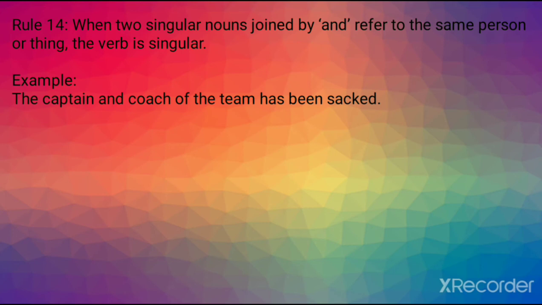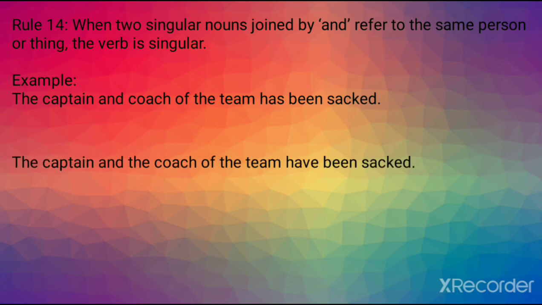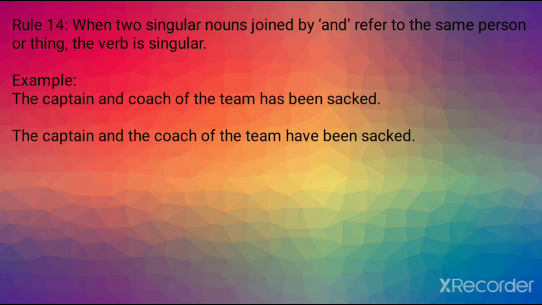That is the subject captain. So, the captain and coach is a single person. The same person is captain and even the coach. Understood? So the captain and coach of the team has been sacked. So singular verb has is used in this sentence. Look into the next example. The captain and the coach of the team have been sacked.